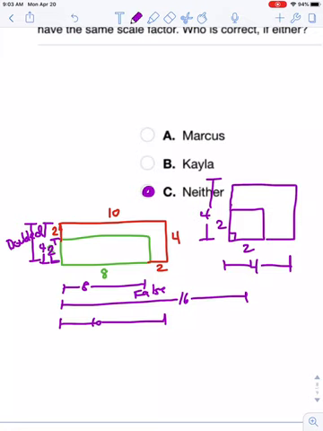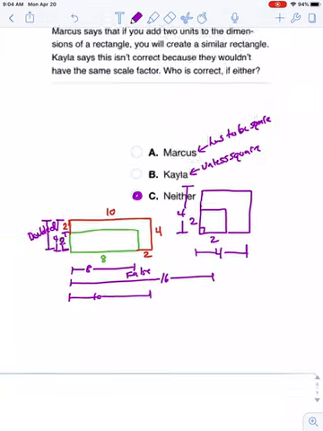Or Kayla's right unless it's a square. Marcus is right if it has to be a square. So this is actually a really complicated problem. So technically neither are right because there's instances where they both can be right.